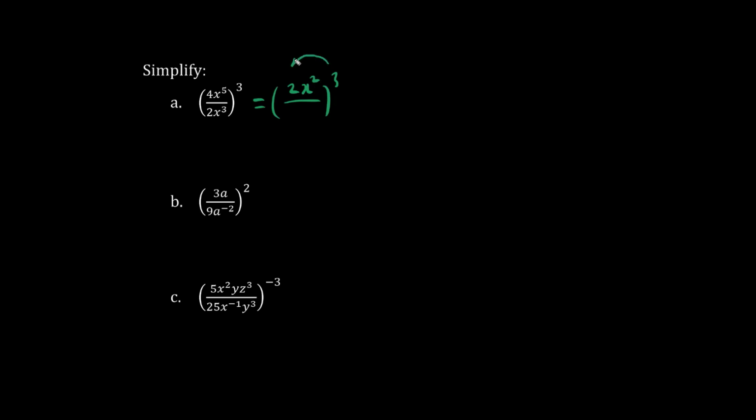Now we spread the exponent to the coefficient also. So we have 2 cubed, which is 8. And we have exponent bracket exponent. We multiply. 2 times 3 is 6.